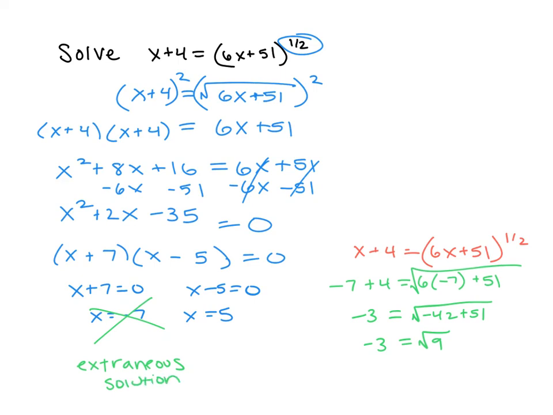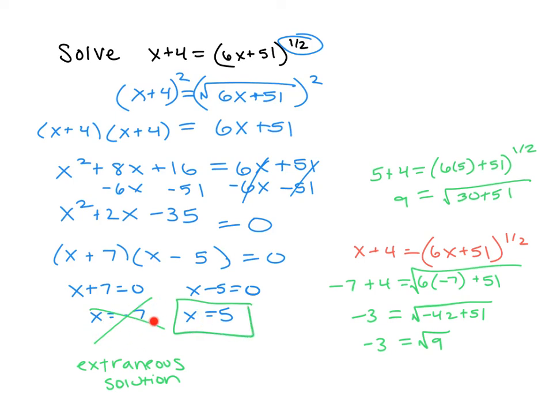And before I can say that x equals 5 works, I need to plug that in as well. So I'm going to check that out. 5 plus 4 equals 6 times 5 plus 51. And that's really actually just under the square root there, but I'll do that on the next one. So the square root of 30 plus 51, now that is true because that says the square root of 81 equals 9, which is correct. So even though in the process of solving we got 2 solutions, one of them is extraneous and does not work, and so we only have one accurate solution for this equation right here.